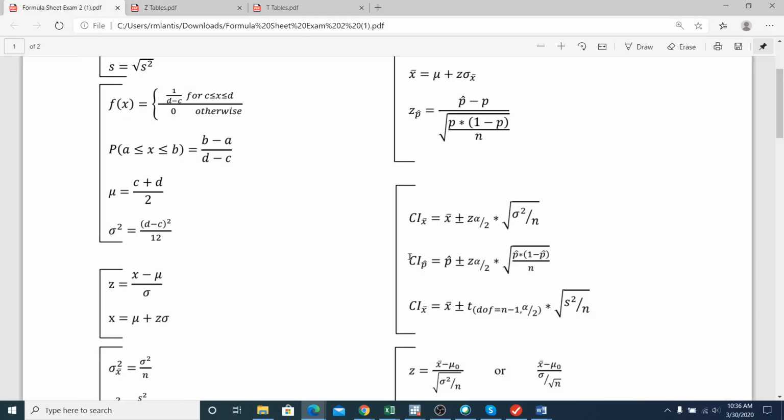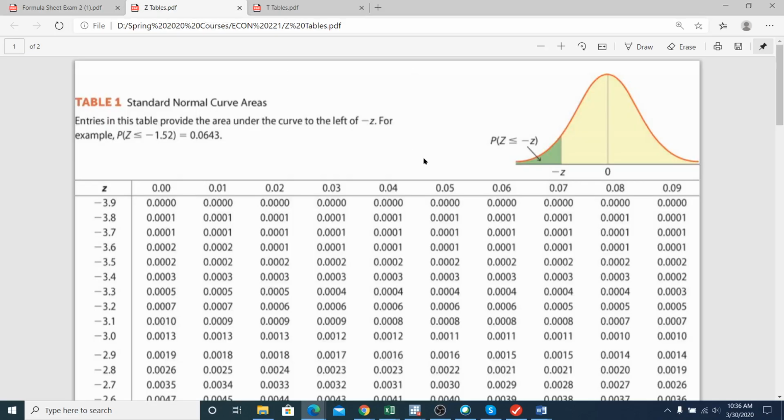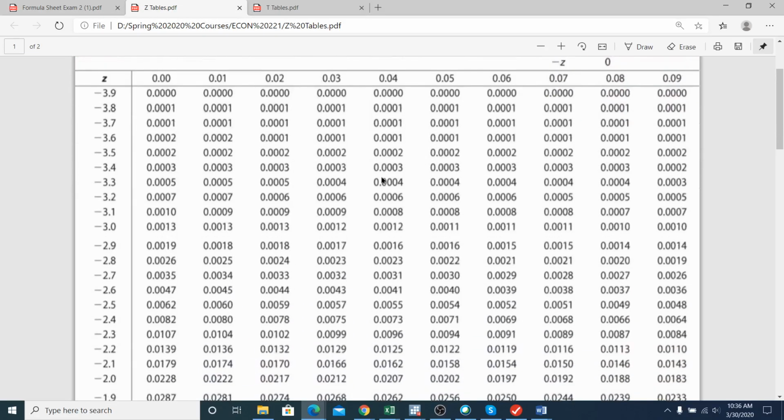So we're dealing with a sample proportion. It reminds us we need to use that standard normal or z table. So we go there. I know the area that I want in each tail, which is 0.025.